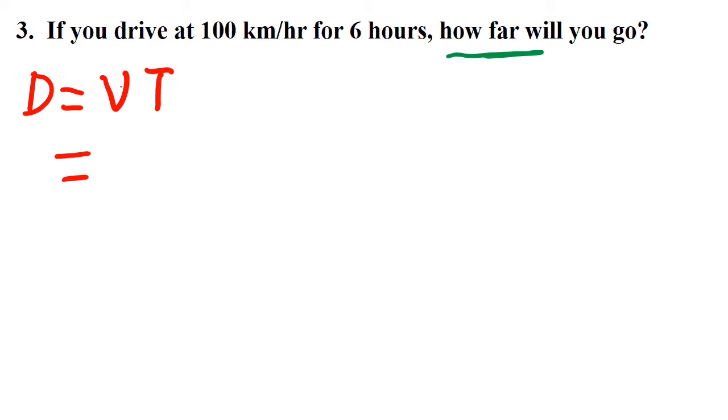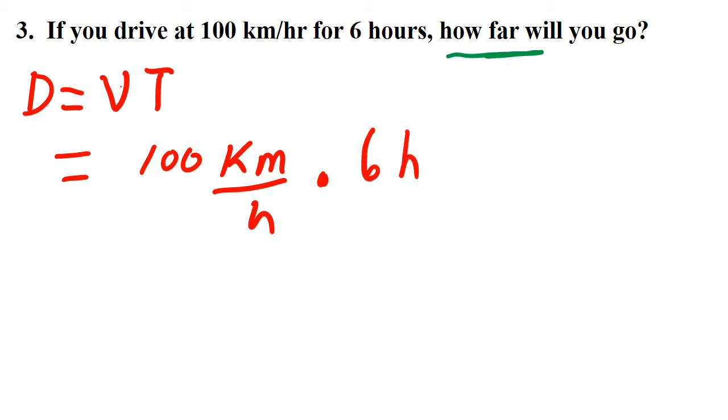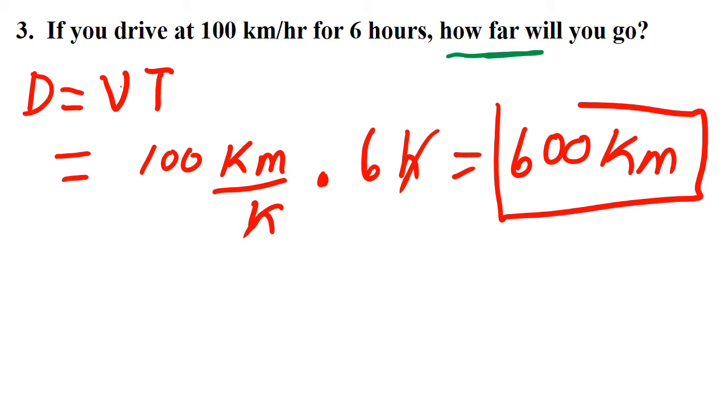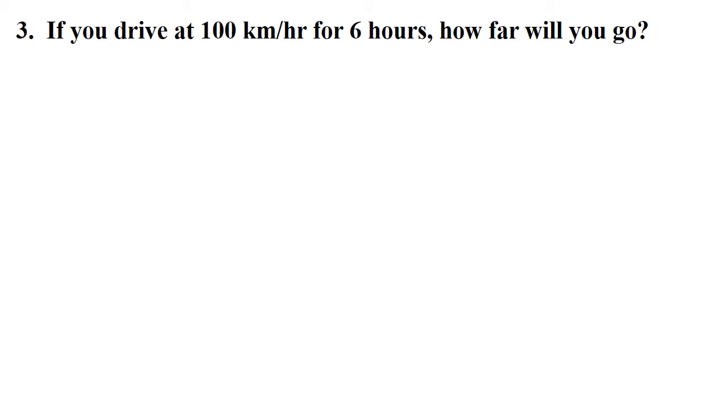So here we have the velocity of 100 kilometers per hour, and we're going to multiply by a time of 6 hours. Notice mathematically the hours cancel away, so that will leave us with 600 kilometers distance, which is a distance measure, and of course I'm going to put a box around it.